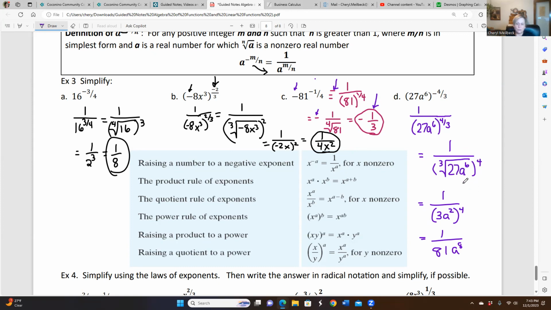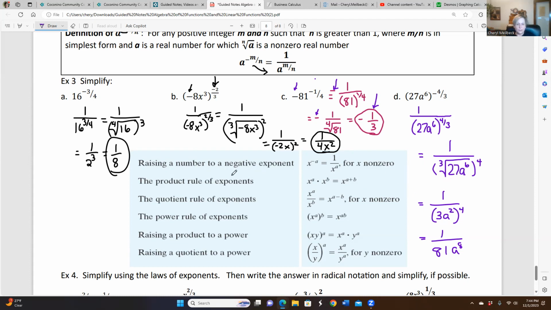If we take this cubed root first, the cubed root of 27 is 3. The cubed root of a to the 6th is a squared. So now we have 3a squared to the 4th, and we just take 3 to the 4th, which is 81. And a squared to the 4th, double exponents means we multiply. And we get, finally, 1 over 81a to the 8th.